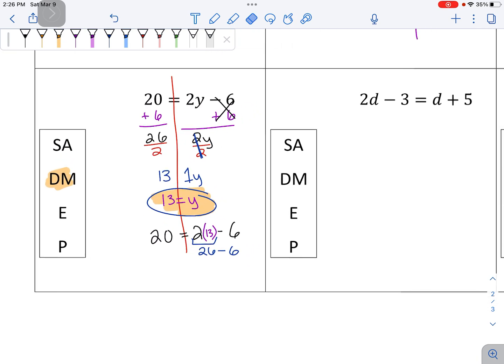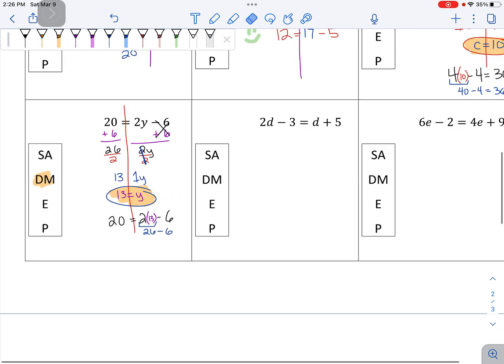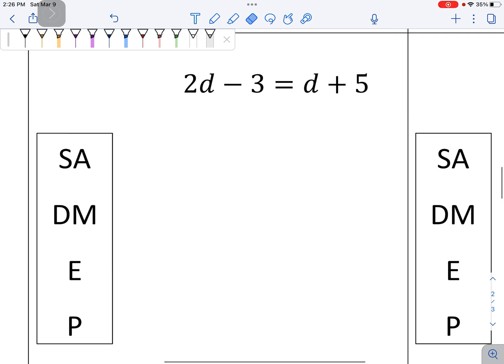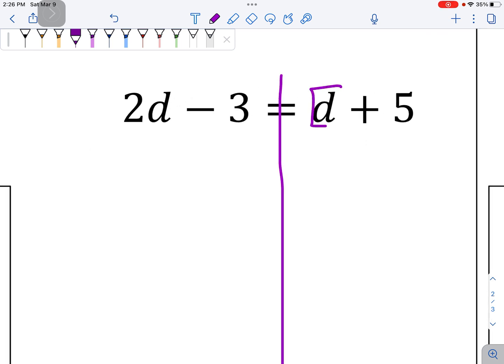The last two are the tricky ones where we have the letters, the variables on both sides. It's not much harder, it's just an extra step in thinking about what makes sense. We'll make the wall down the middle, and we'll box our variables, and right away I can see that there are more letters on the left side. There's 2 here, and there is no coefficient there, so there's 1.